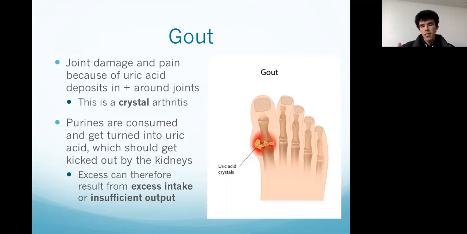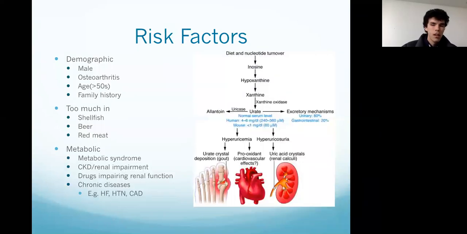And the way that you get it is that people eat purines, which eventually get turned into uric acid, which should then get kicked out by the kidneys. So problems arise if either too much comes in or if you don't get rid of enough. So it's practically illegal for someone to have gout if they aren't male in a question.